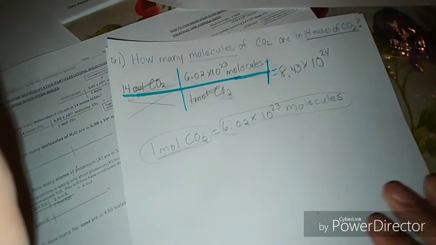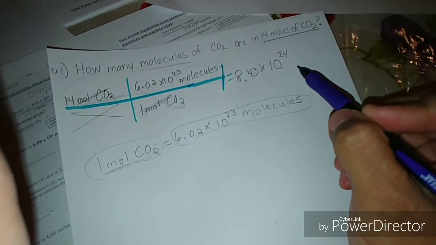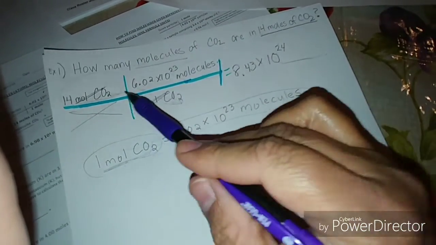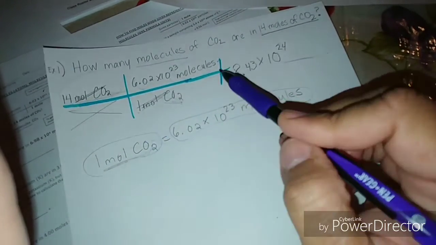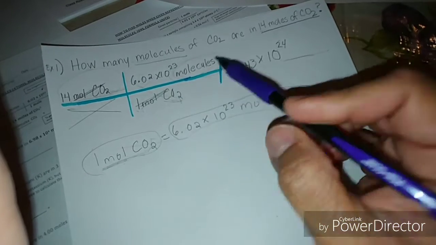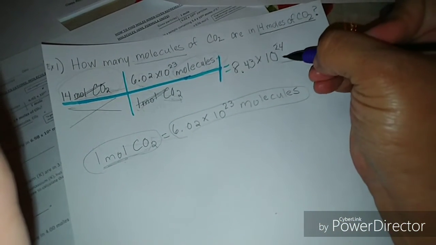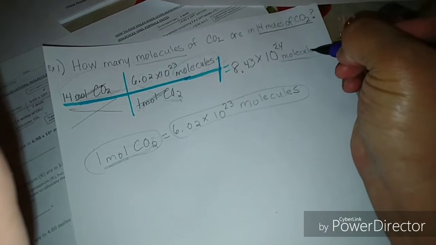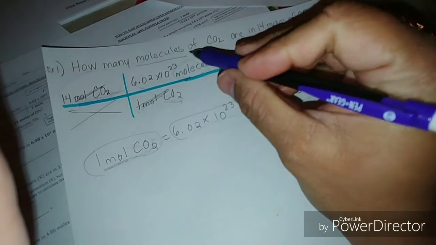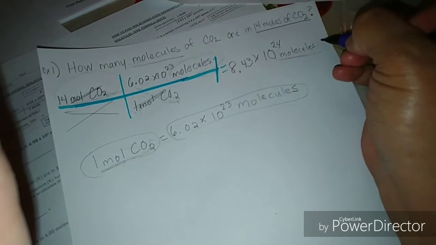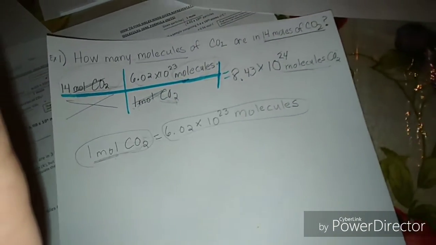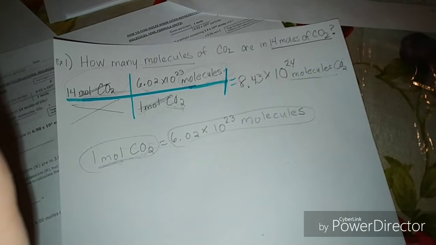That's a numerical answer, but now we have to put a unit behind the answer. Remember that we canceled the moles of CO2? That was that unit we canceled, but we're left with molecules. So we're going to go ahead and write down molecules. And we can go as far as saying that it's molecules of CO2. So molecules CO2. Okay, and that's how you would do this first one.